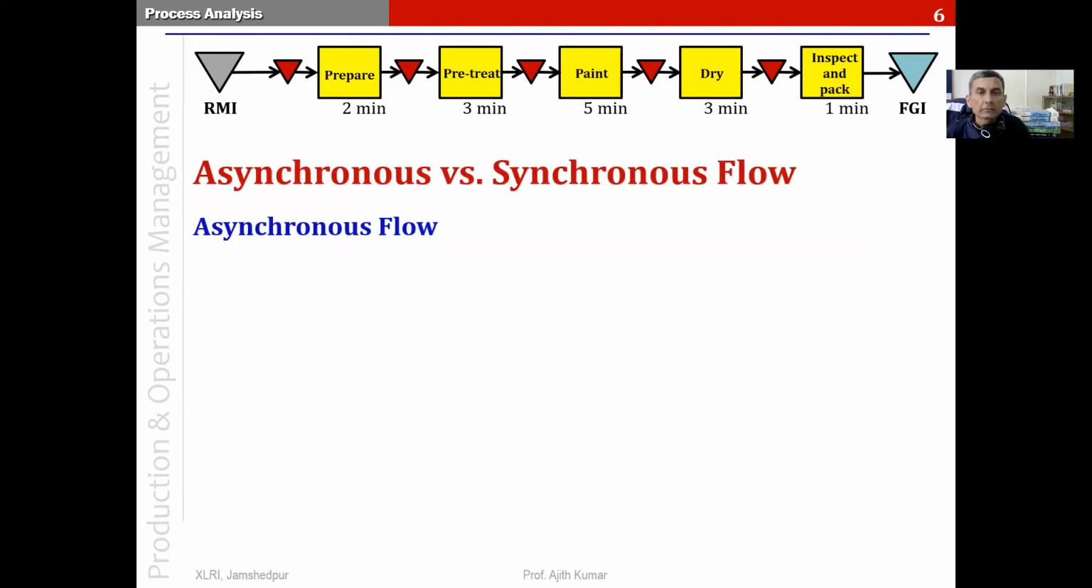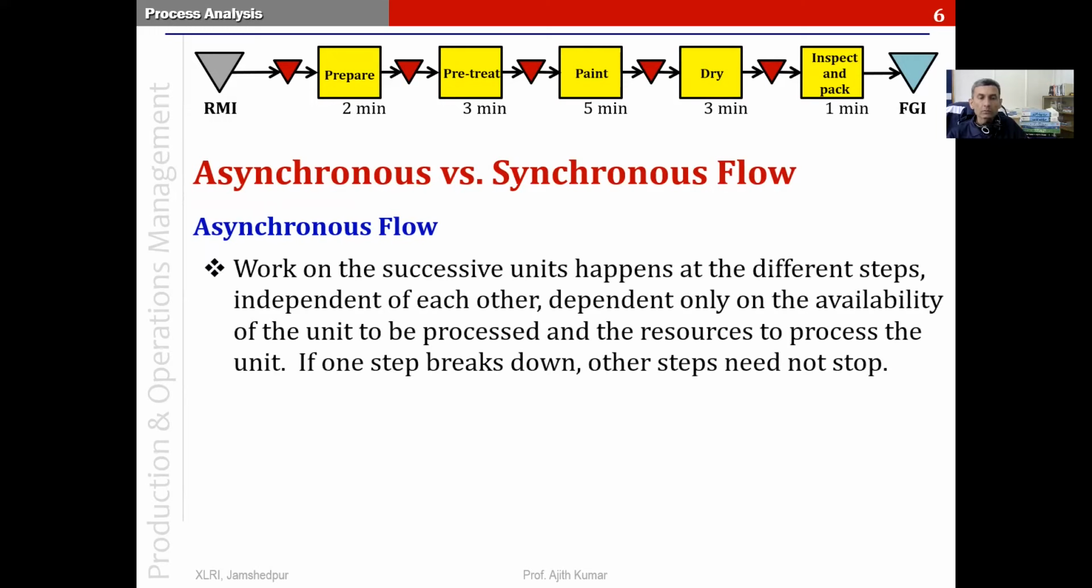Next, we will look at the difference between asynchronous and synchronous flows. Asynchronous flow refers to the situation when work on the successive units at the different steps happens independent of each other. So the steps are not synchronized. In fact, they're not dependent on each other for when to start and stop. If any one step breaks down, the other steps can continue working on the units of the toy if they have units waiting for their process.